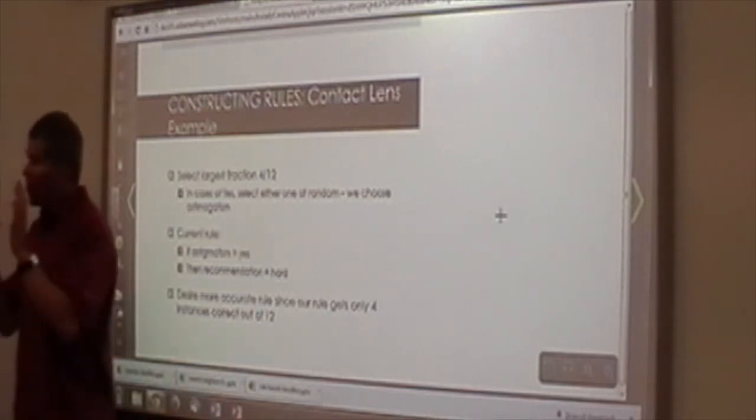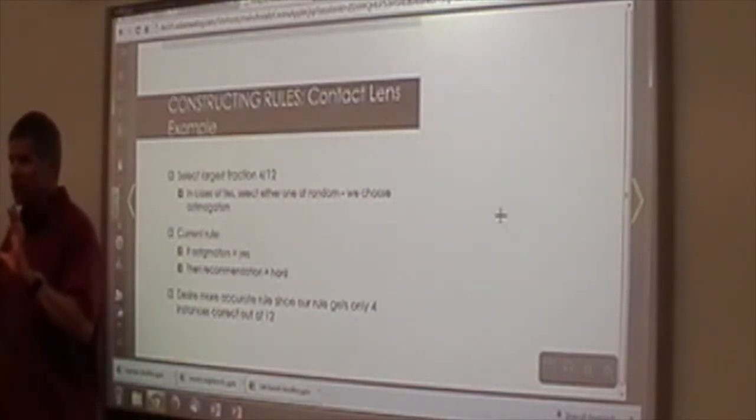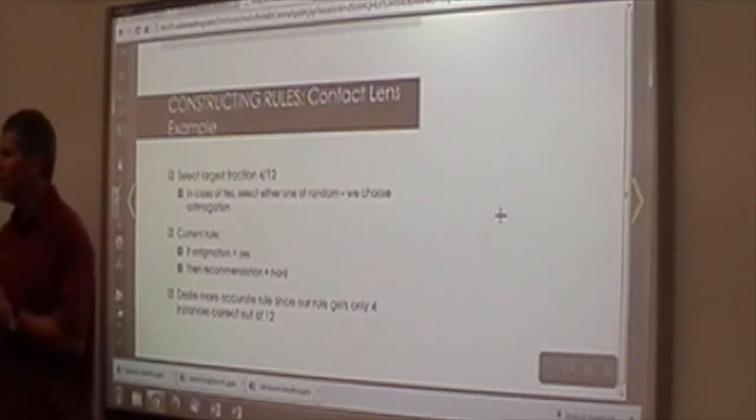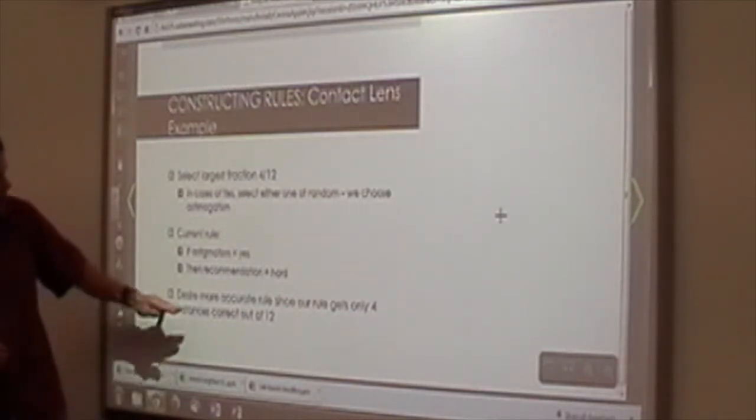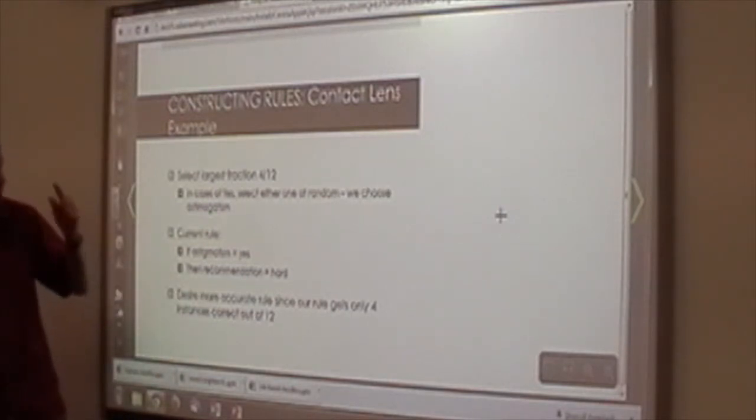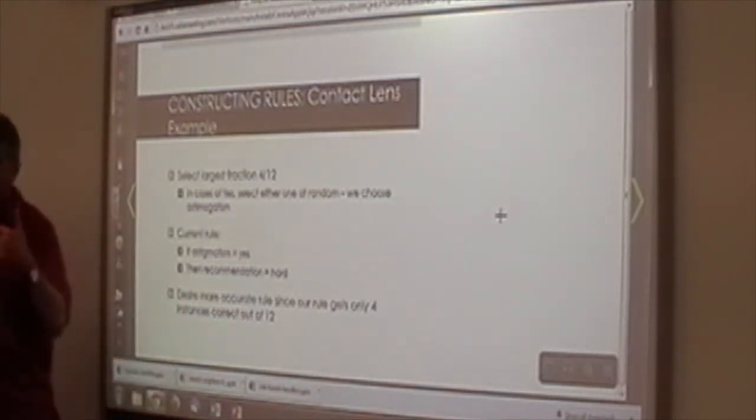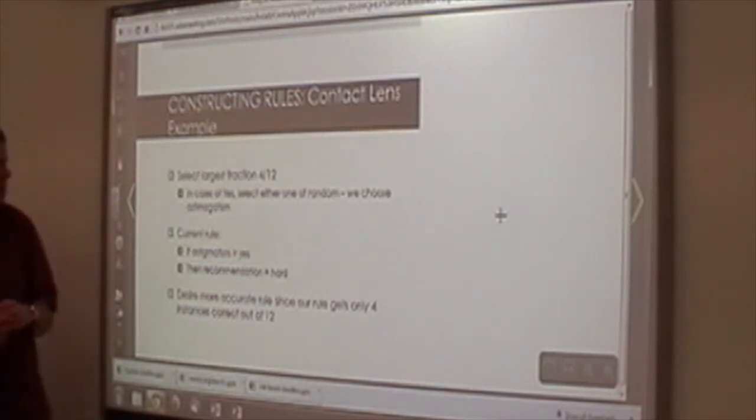But our ultimate goal here, in a lot of these cases, and the particular algorithm we're going to go over, is going to be 100% classification. So in this case, we're going to desire a more accurate rule. So far, we've got only 4 instances out of 12 covered. We need to cover everything.